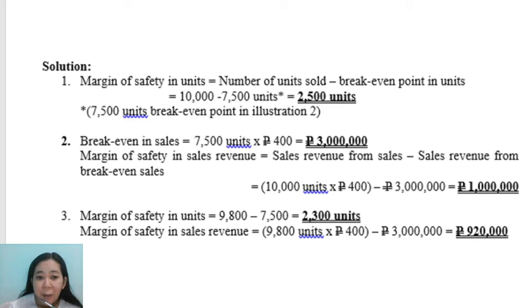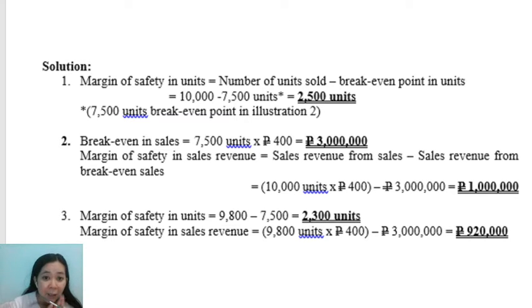For the third requirement, what if the actual number of units sold is 9,800? Basically, our margin of safety will change from 2,500 to 2,300 units. And in terms of the margin of safety in sales revenue, it also decreased from 1 million to 920,000.